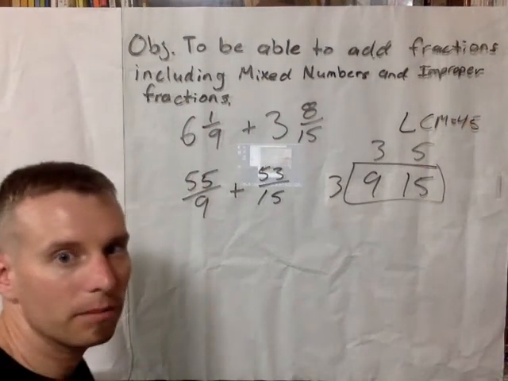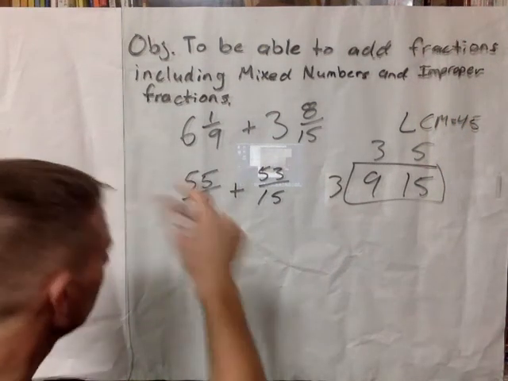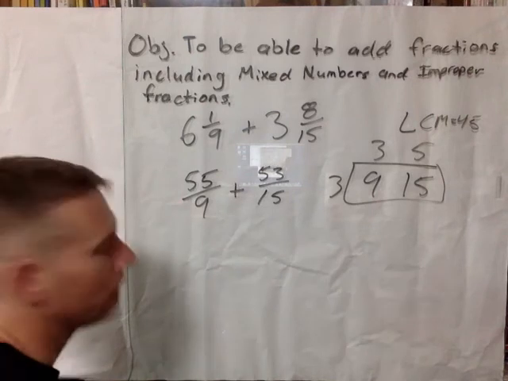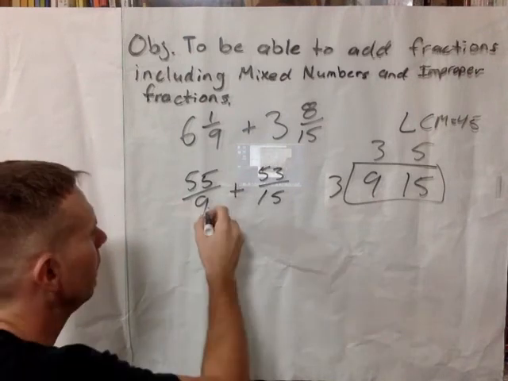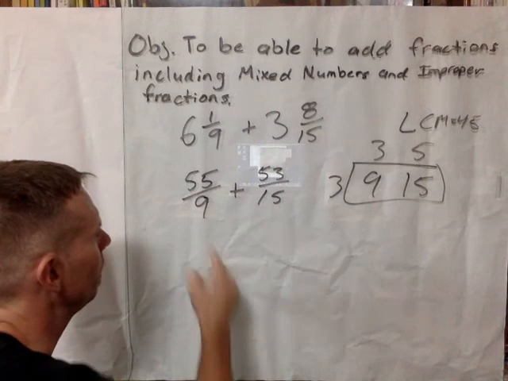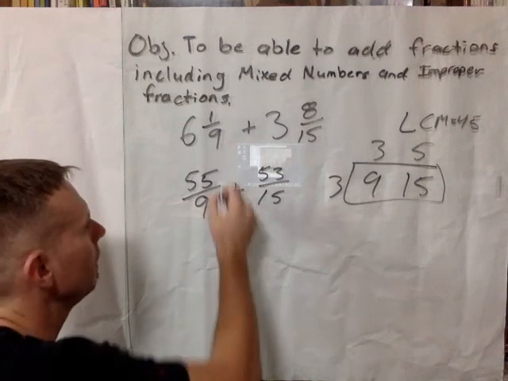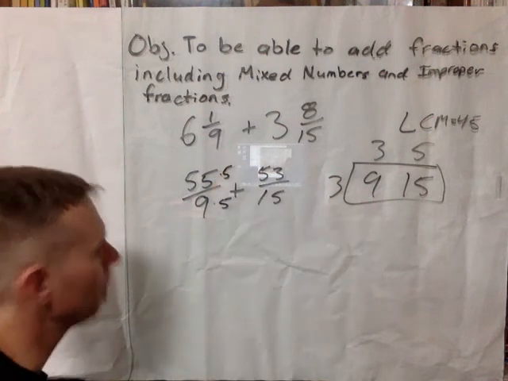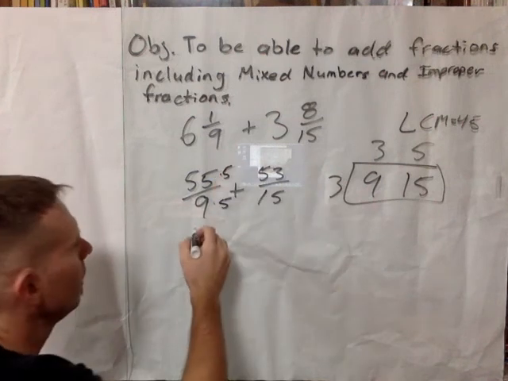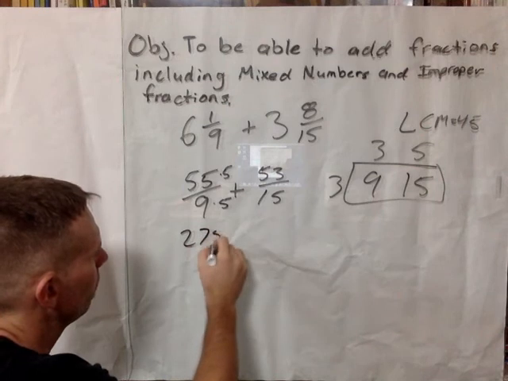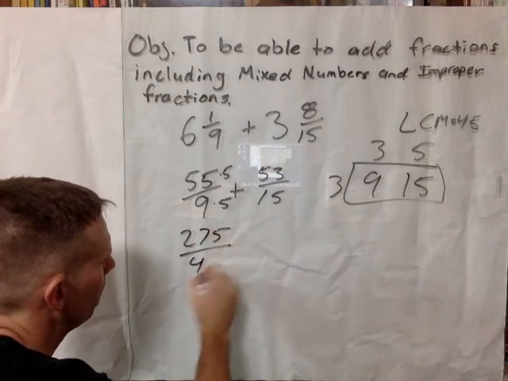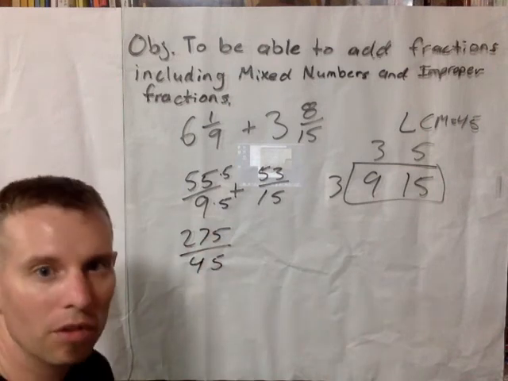equals 45. So what do we need to multiply 55 over 9 by to get the denominator of 45? Well, 9 times 5 is going to be 45. So if we do it to the top, we've got to do it to the bottom. And I do believe that 55 times 5 is 275. That's going to be over 45.